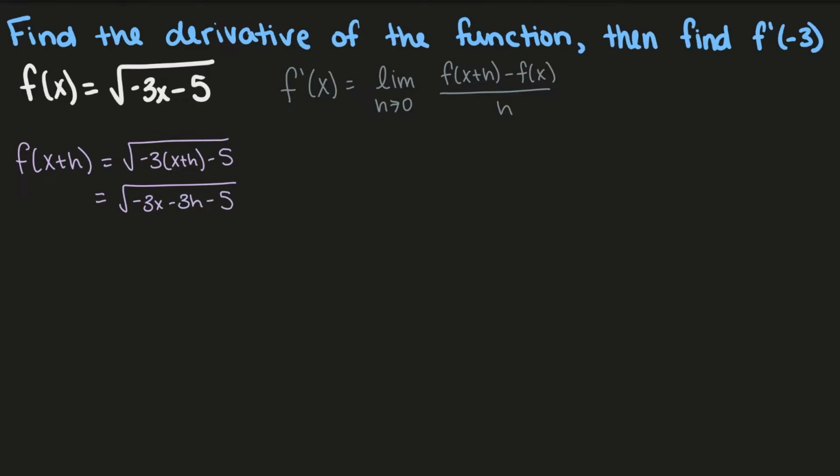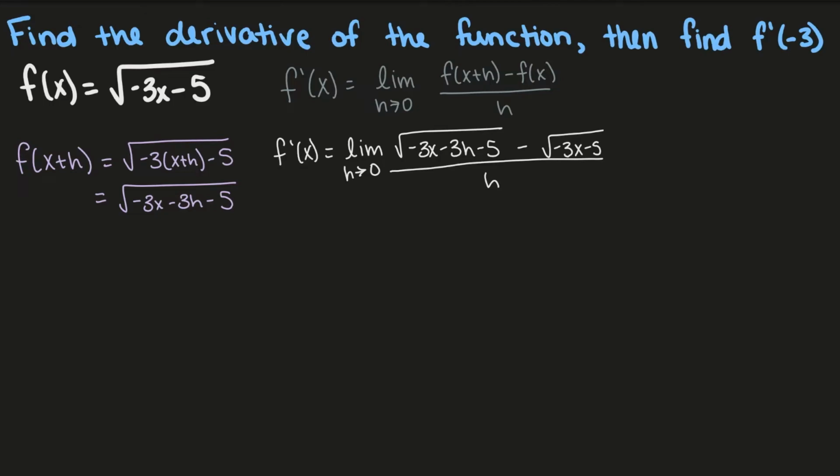Now let's plug that into our definition for our limit. So f prime of x will be equal to the limit as h goes to 0 of f of x plus h, which is the square root of negative 3x minus 3h minus 5, minus f of x, which is the square root of negative 3x minus 5, over h. Something to keep in mind here: it doesn't seem clear that we're going to be able to simplify this, just by the looks of it.